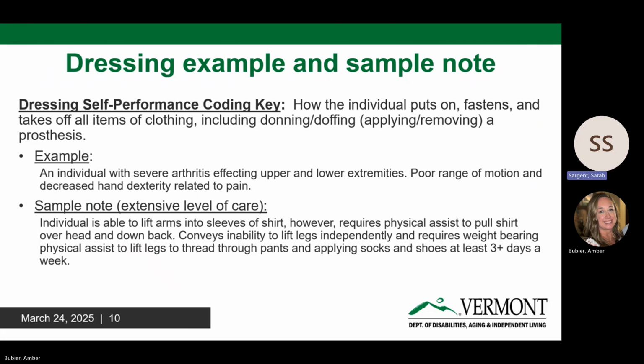Dressing self-performance coding key, again taken from the ILA manual: how the individual puts on, fastens, and takes off all items of clothing, including donning, doffing, applying, and removing a prosthesis. Example: an individual with severe arthritis affecting upper and lower extremities, poor range of motion, and decreased hand dexterity related to pain. Sample note of extensive level of care for dressing.